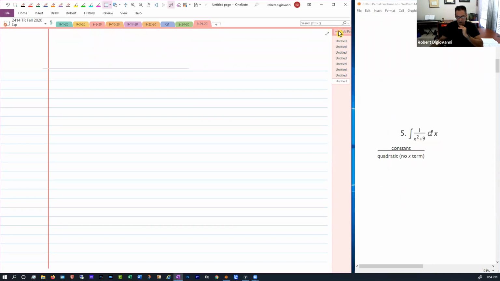Okay, here's where things get different. They change. If we have a constant on top, and on the bottom, no longer linear, we have a quadratic with no x term. All right. If we have a quadratic with no x term, we should be able to handle it. First example here, can somebody tell me how you'd handle this one?